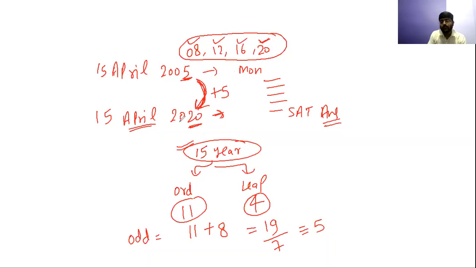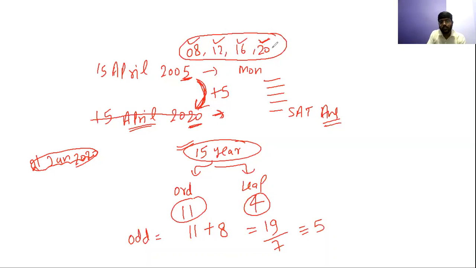When we have crossed Feb, only then will I count 20. If Feb had not been crossed, let's suppose the date here were 21st Jan 2020, I would not count 2020 as a leap year because I have not crossed February. But here I am counting 20 because I have crossed February.